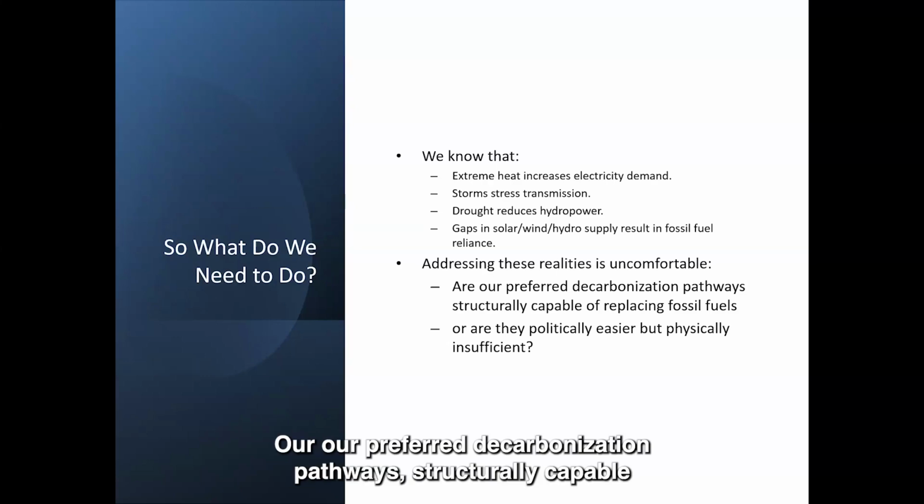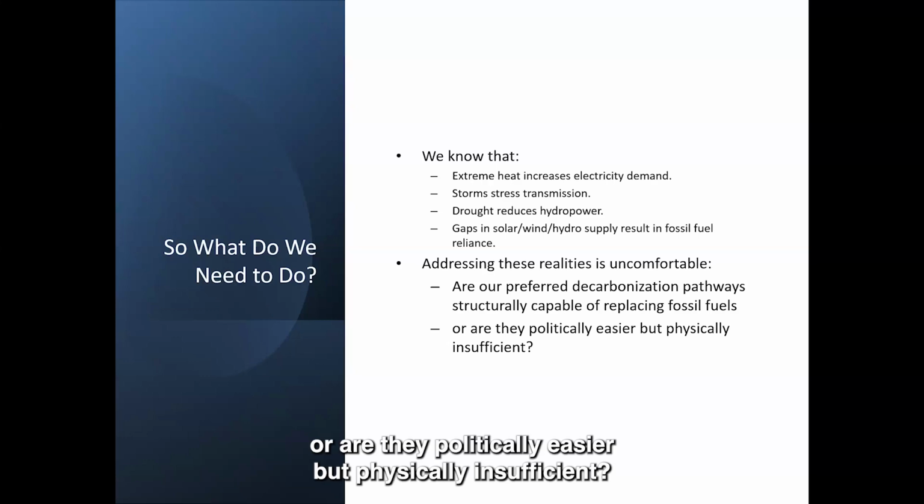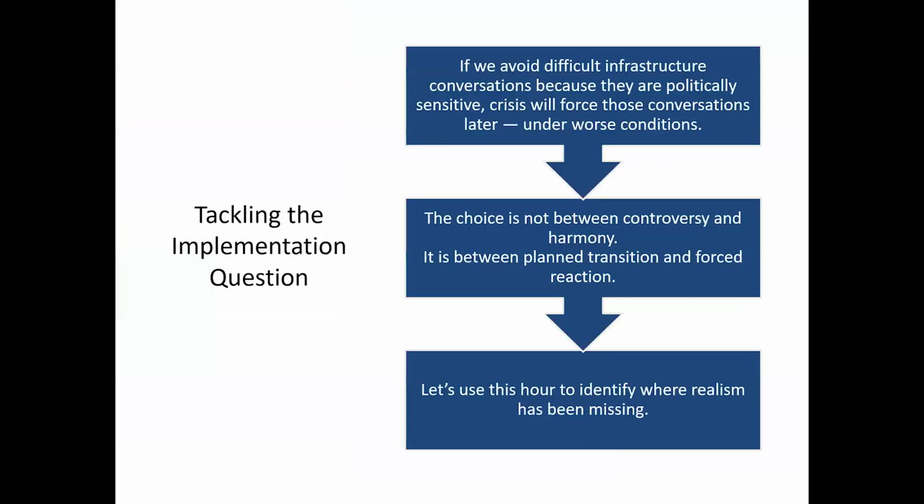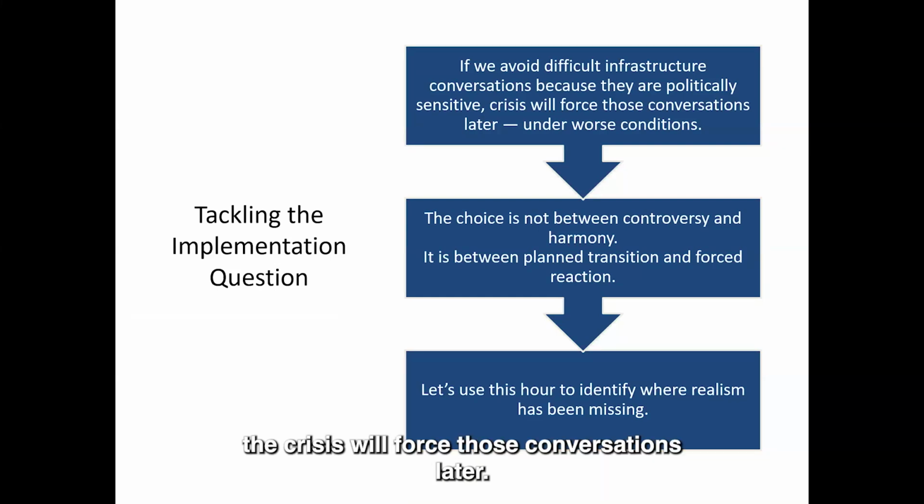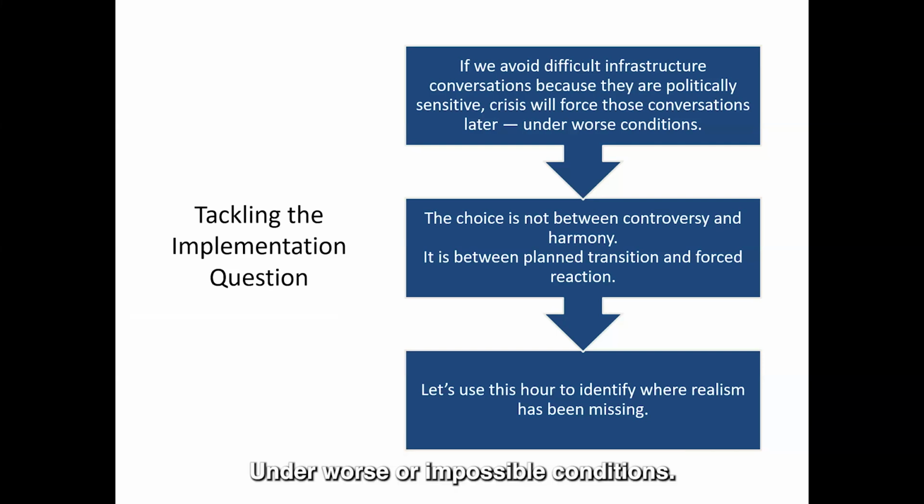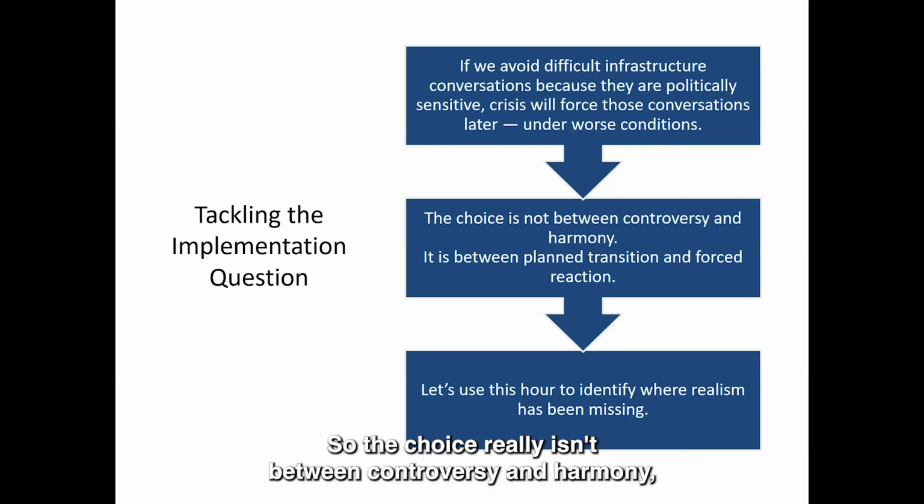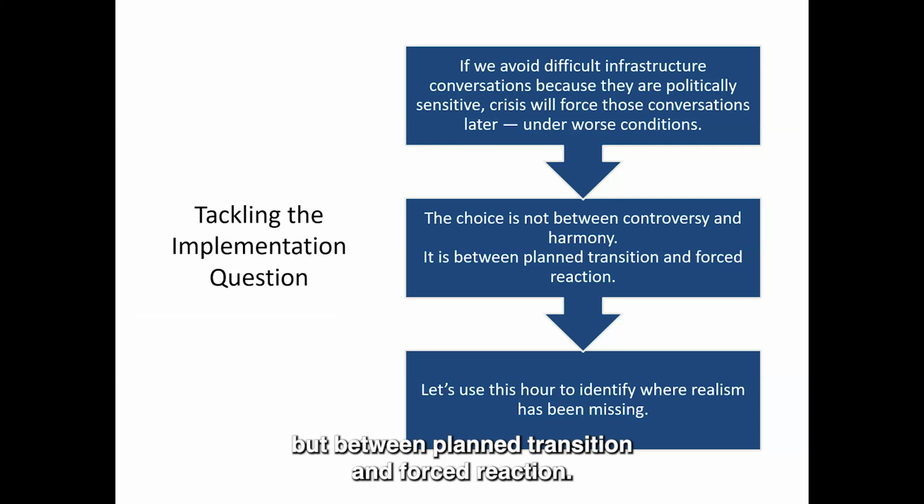Are our preferred decarbonization pathways structurally capable of replacing fossil fuels, or are they politically easier but physically insufficient? If we avoid difficult infrastructure conversations because they're politically sensitive, the crisis will force those conversations later under worse or impossible conditions. So the choice really isn't between controversy and harmony, but between planned transition and forced reaction.